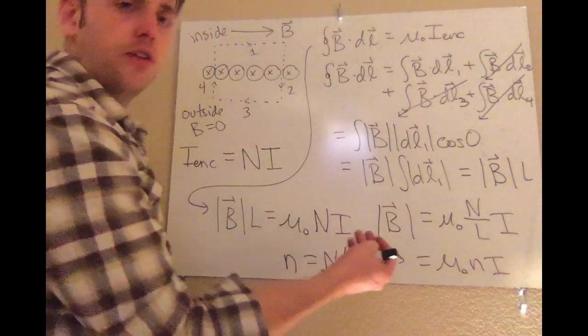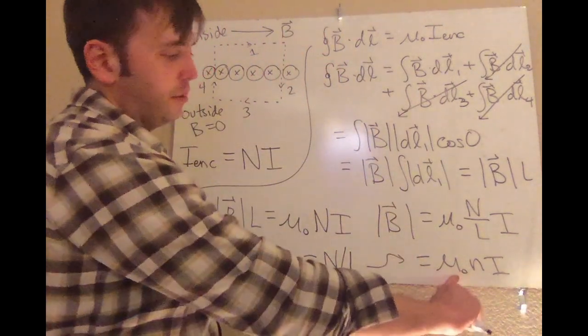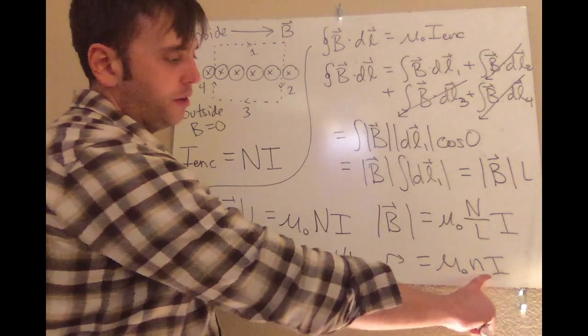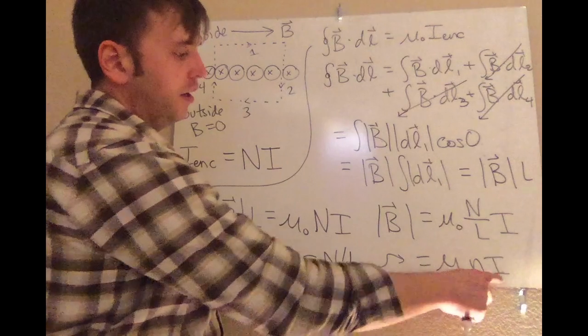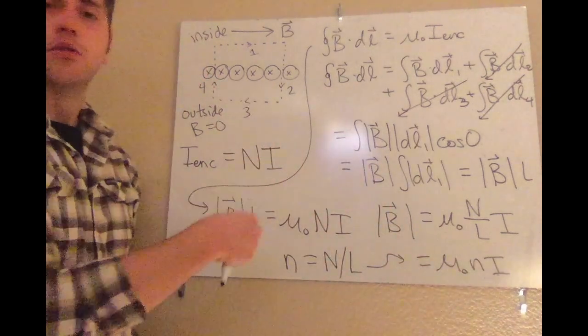So that's what the B field in a solenoid depends on. It depends on mu naught. It depends on the number of turns per unit length of wire. And it also depends on the current.